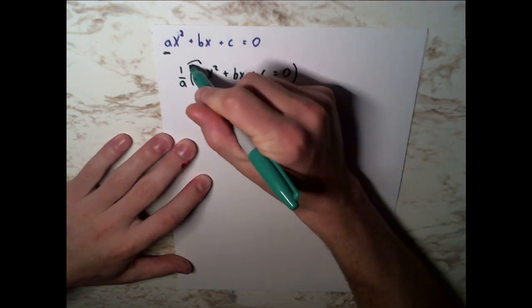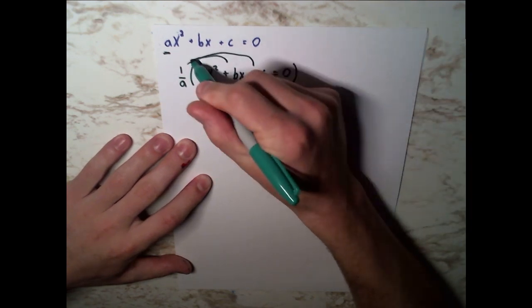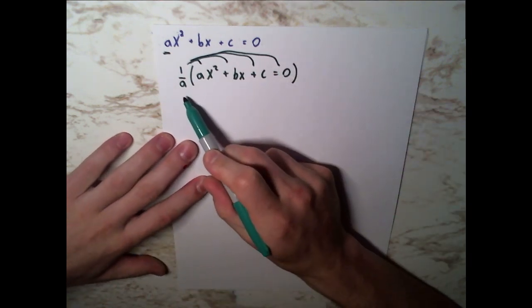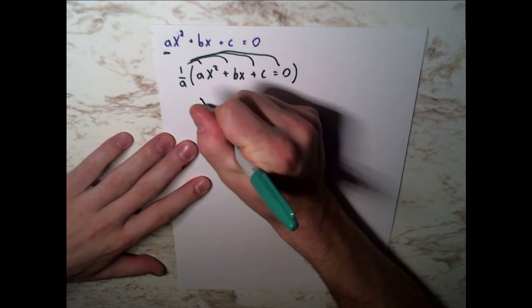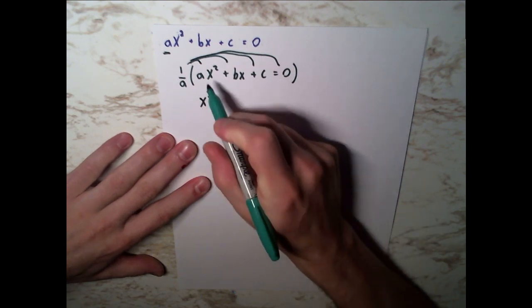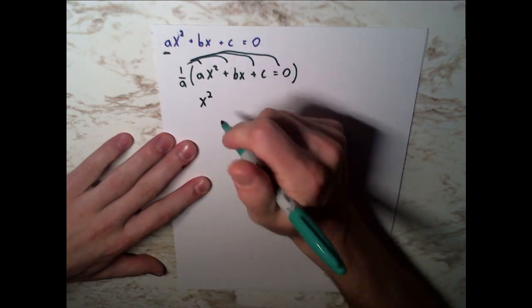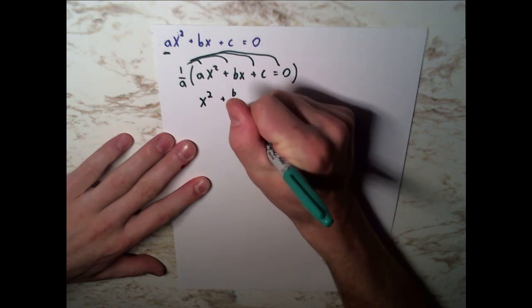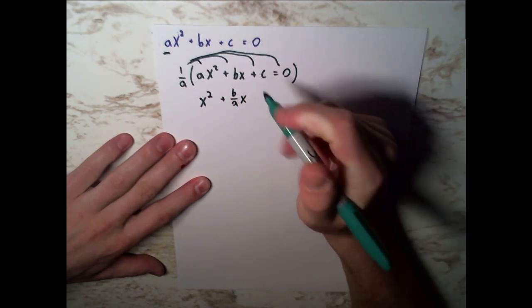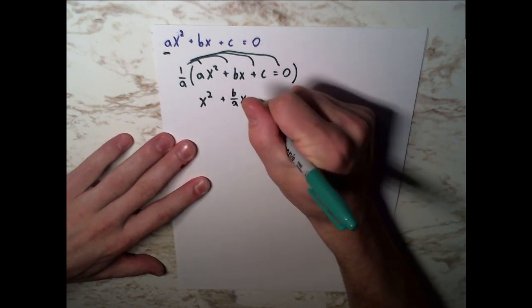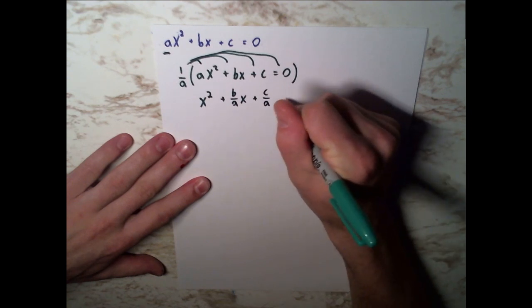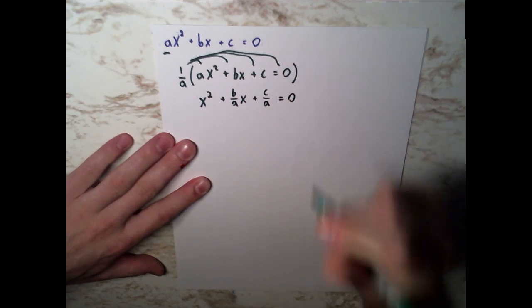So this is just going to distribute to each of the terms here, and we have 1 over a times a is just going to give us 1, so that's just x squared. 1 over a times b is going to give us plus b over a x, and then 1 over a times c is plus c over a, and all that's equal to 0.